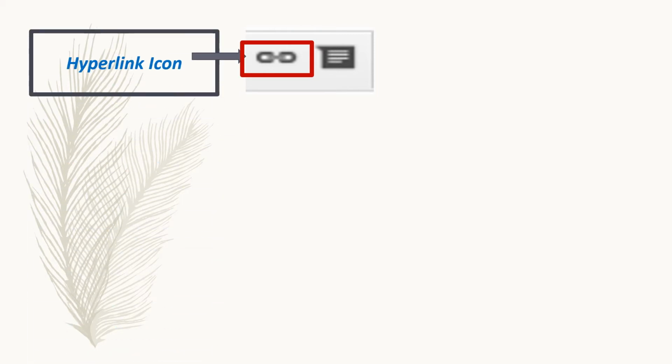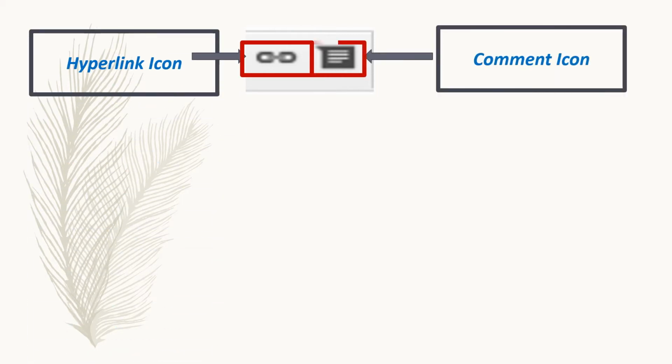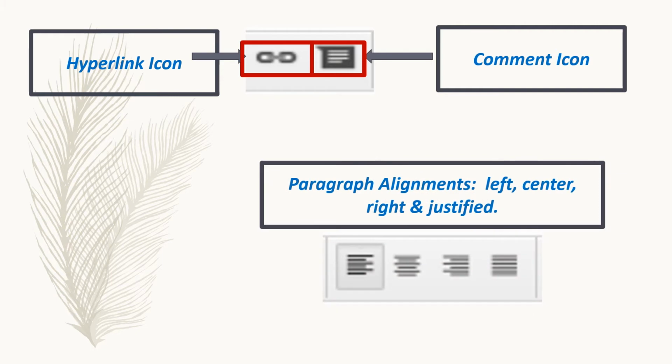We also have the hyperlink icon, and we have the comment icon. We also have paragraph alignments that allow you to align your text horizontally, either left, center, right, or justified.